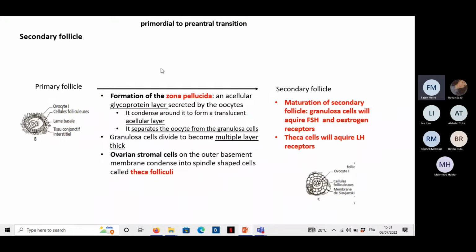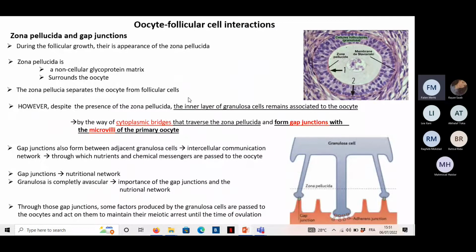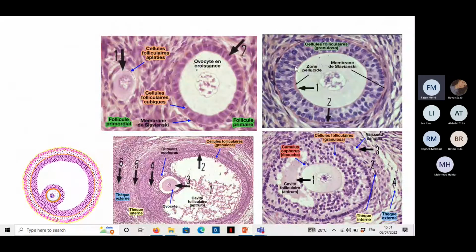Now, this primary follicle will undergo some modifications and will mature to become a secondary follicle. During this transition from a primary to a secondary follicle, we will have the formation of the zona pellucida, which forms between the oocyte and the granulosa cells. This zona pellucida appears for the first time in the secondary follicle. It was not present in the primary follicle, and it will be formed during the transition from the primary into a secondary follicle.